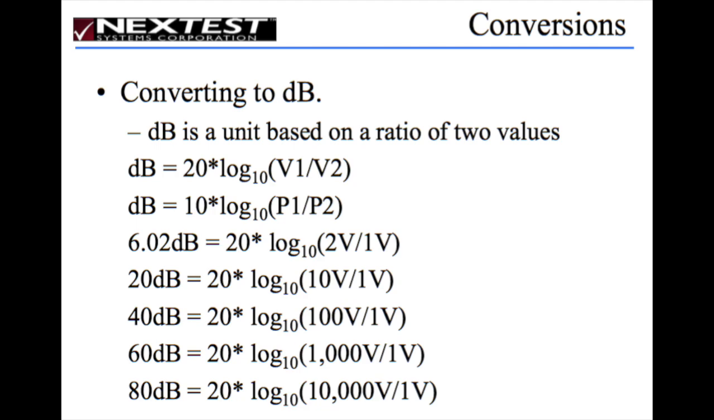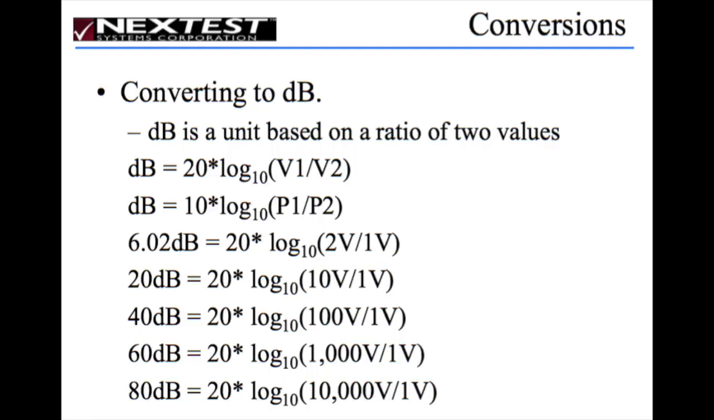Okay, here's some common values. 6.0 dB, I talk about this all the time. 6.02 dB is 20 times the log of 2 volts over 1 volt. Okay, so that's kind of common. 6 dB we see all the time. 20 dB is 20 times the log base 10 of 10 volts over 1 volt. That is a factor of 10. We see that all the time.